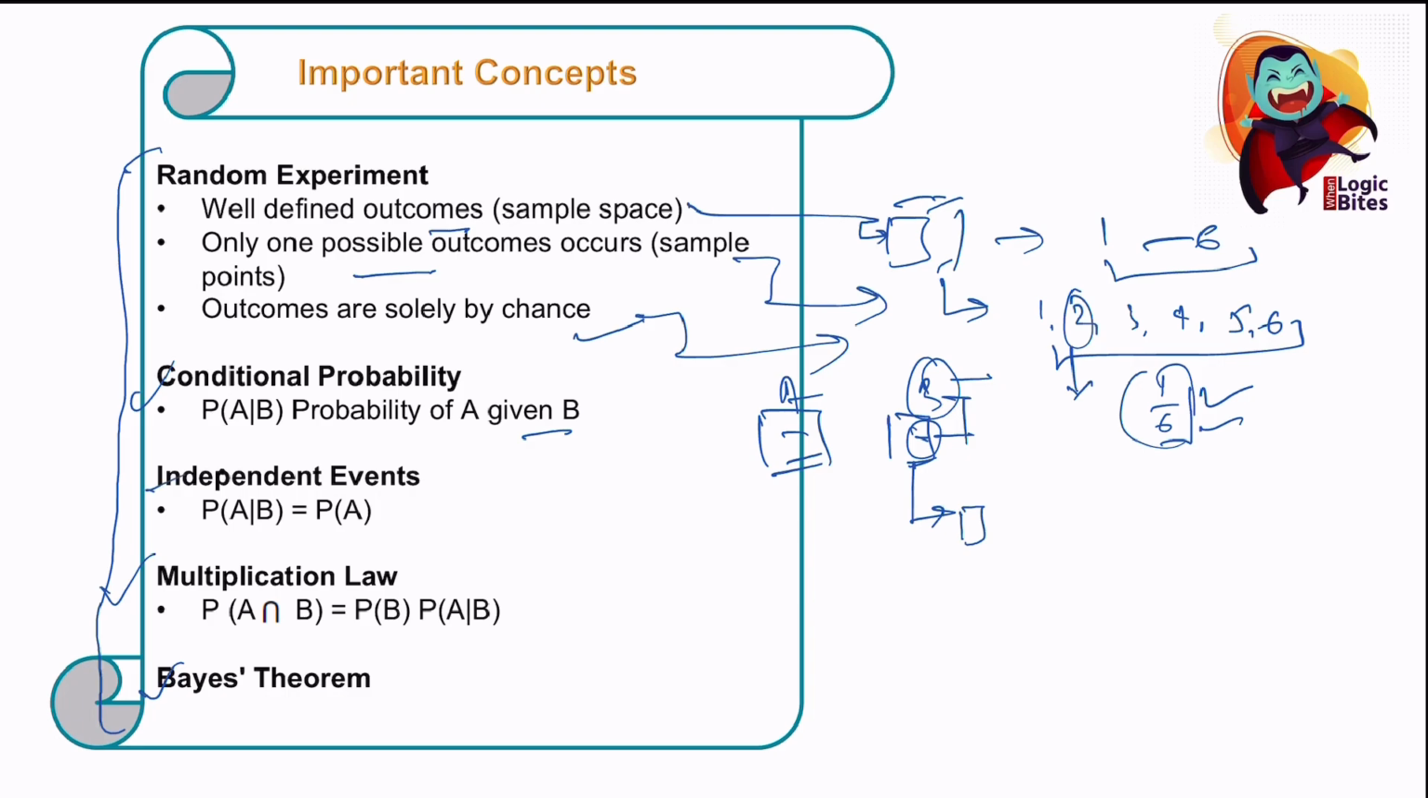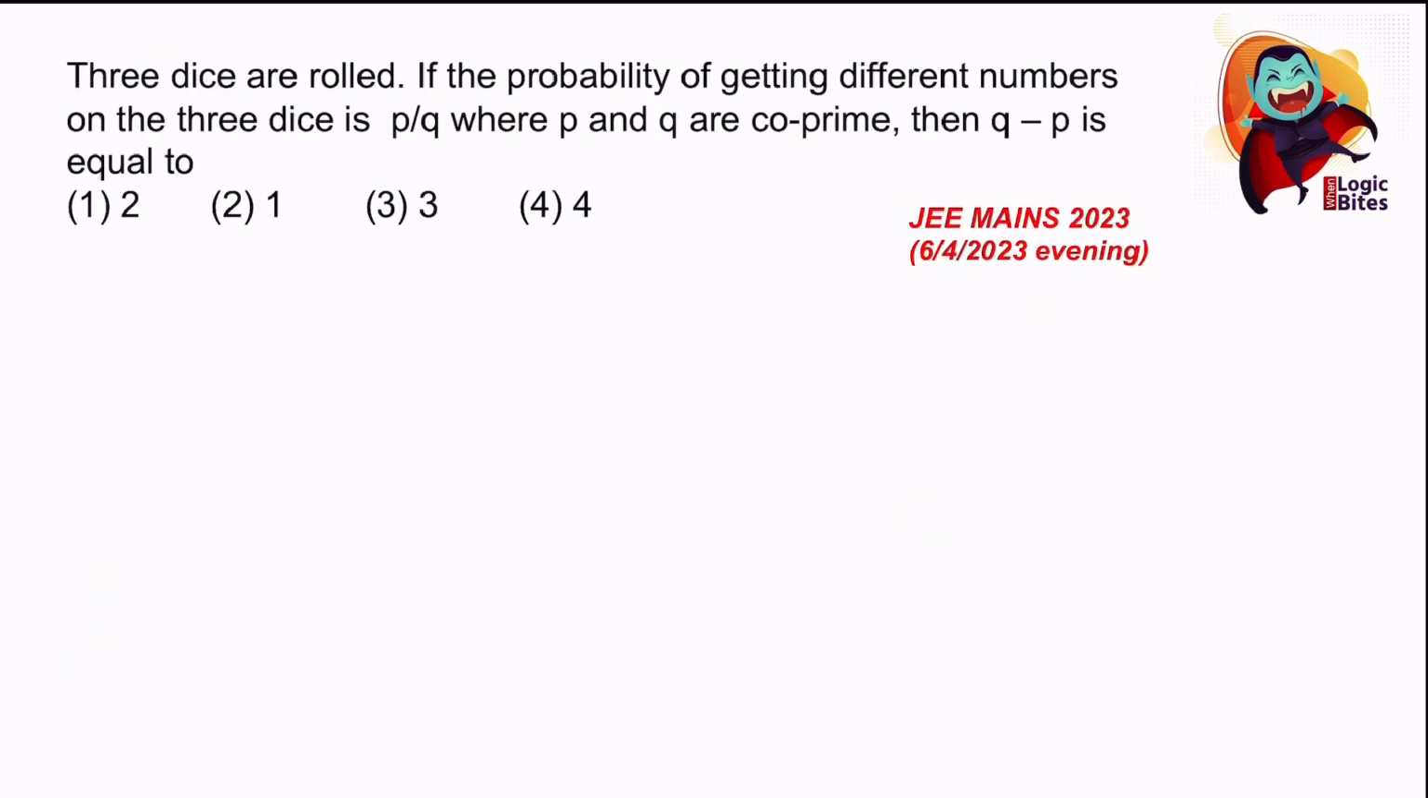So independent events and the multiplication law, we have already seen. So we will not spend much time on these, and now quickly jump to the questions. This question has already appeared in JEE Mains 2023.